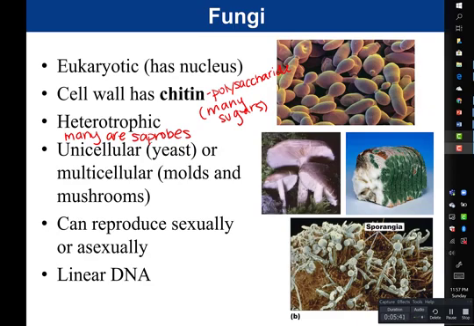Fungi can also be multicellular in the case of molds and mushrooms. So we have our bread mold, for example. We have our mushrooms. These would be examples of multicellular types of fungi, meaning that they're made of more than one cell. In terms of their reproduction, they can reproduce sexually or asexually. So either with a partner or without.